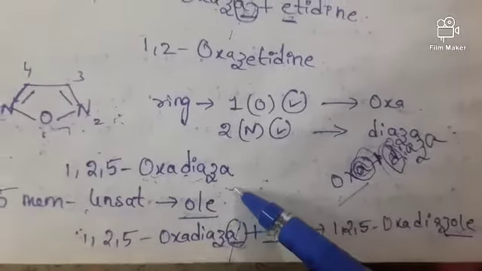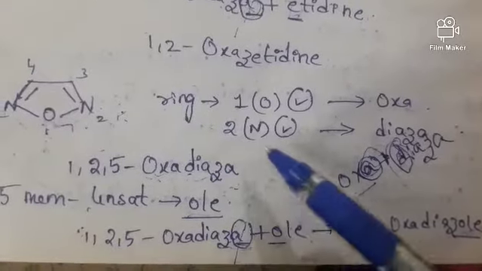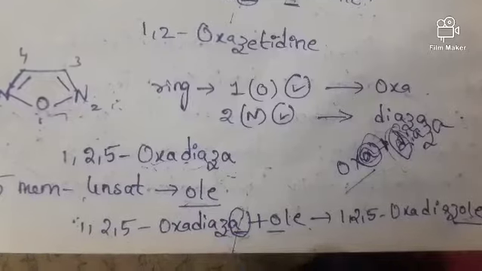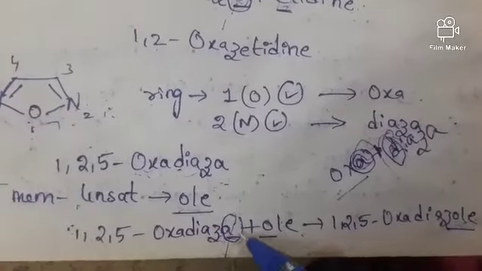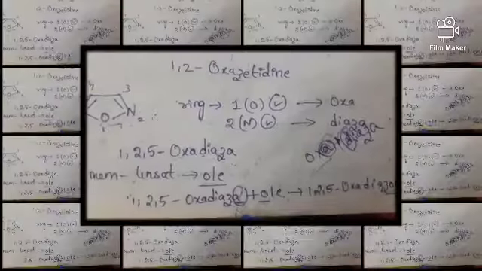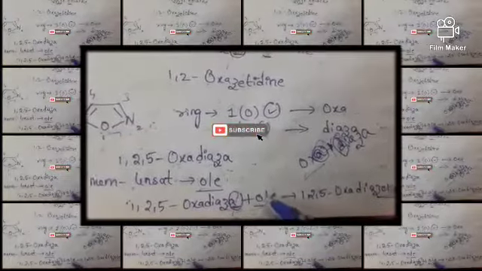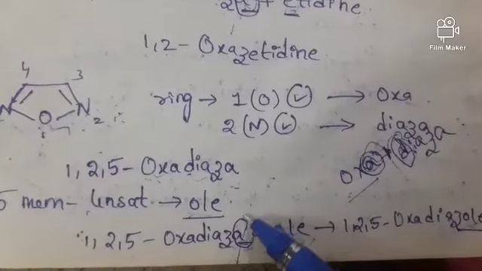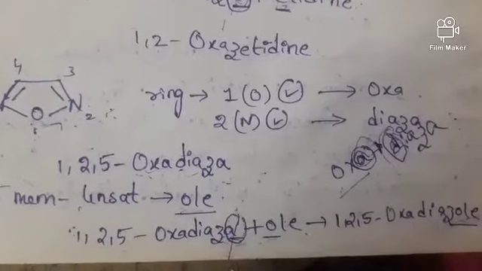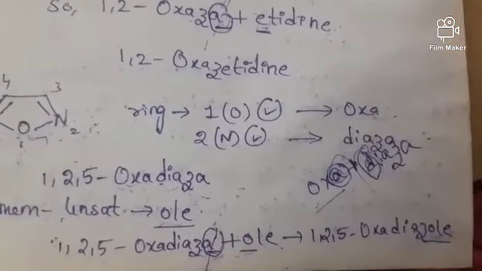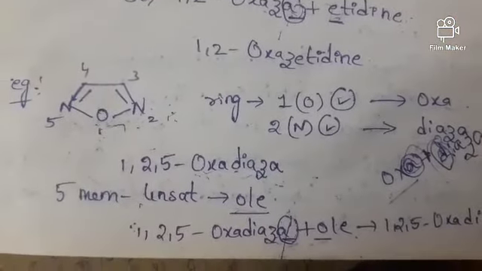Oxadiaza. While combining the prefix and suffix, again we have to look at the last letter of the first word and the first letter of the next word. Here we have A and O. These two are vowels, so the last letter of the prefix or first word should be omitted and it should be written like this: 1,2,5-oxadiazole. Hope you understood this, friends. Thank you.